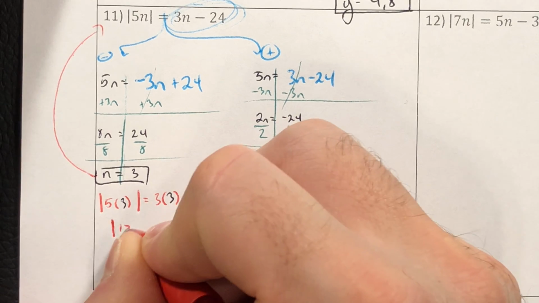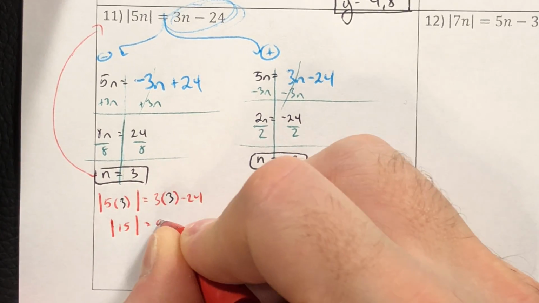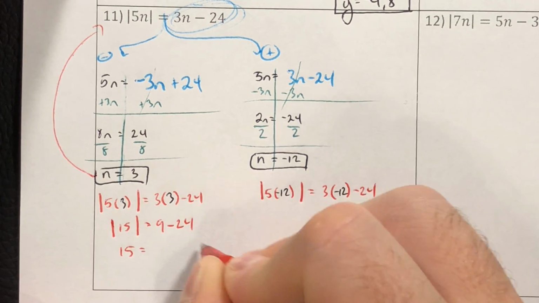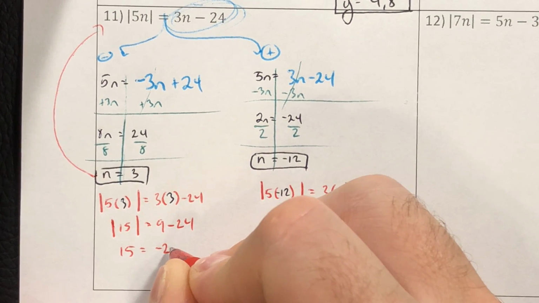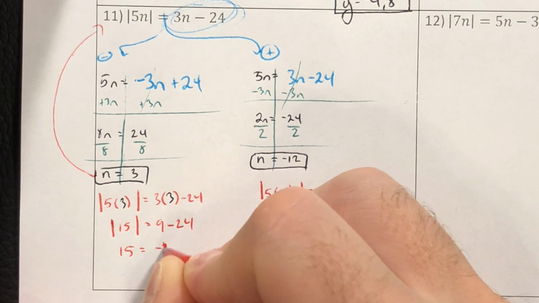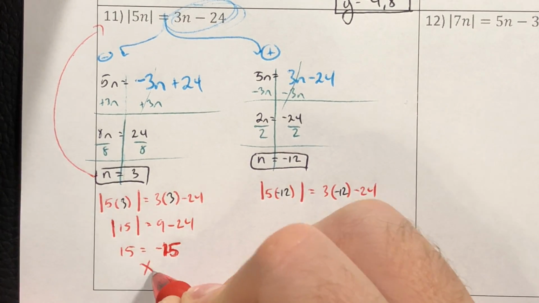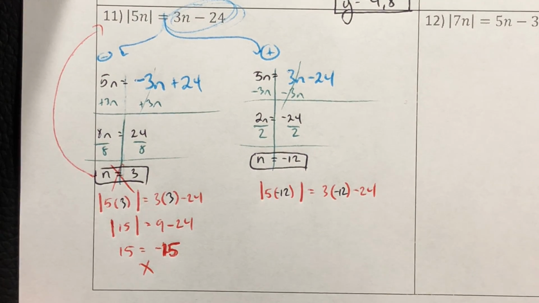This gives me the absolute value of 15. 3 by 3 gives me 9. The absolute value of 15 is 15. 9 minus 24 is negative 15. It's a negative 15. This is not a true statement, so no, that doesn't work.